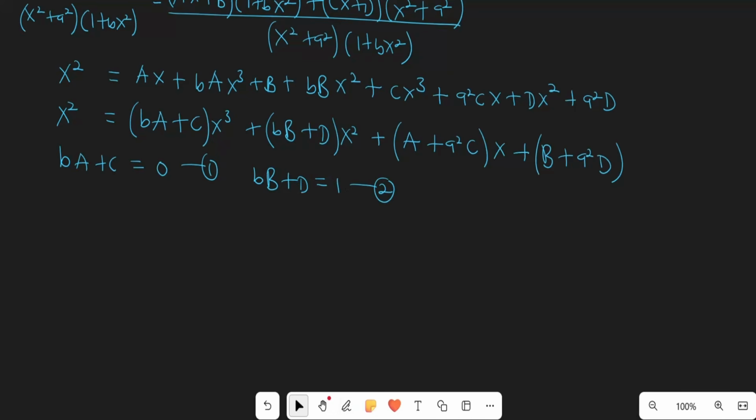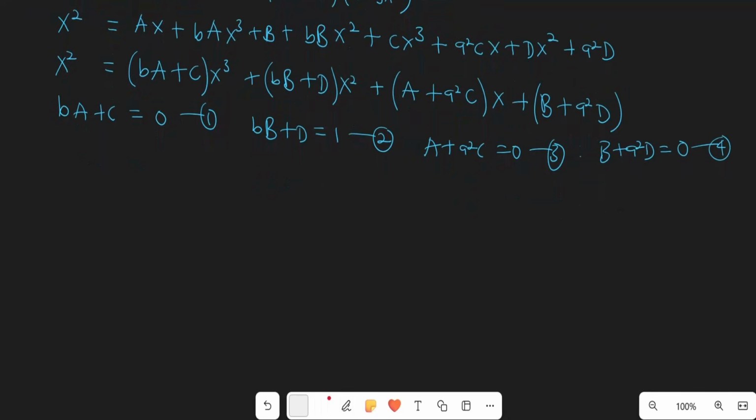The coefficient of x squared on the left hand side is 1. And then we have A plus a squared C equal to 0. The coefficient of x on the left hand side is 0. And the constant term B plus a squared D is equal to 0 as well. The constant term on the left hand side is 0.